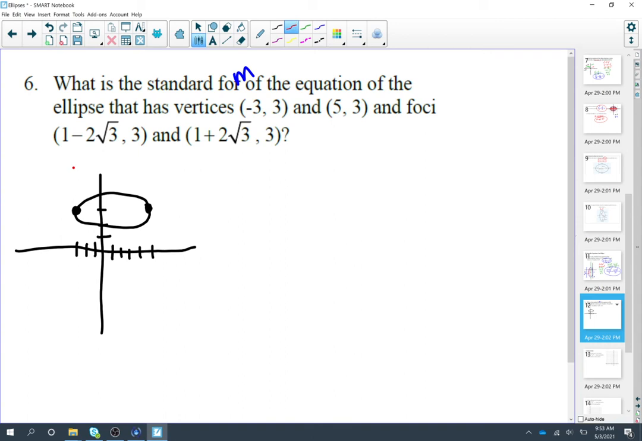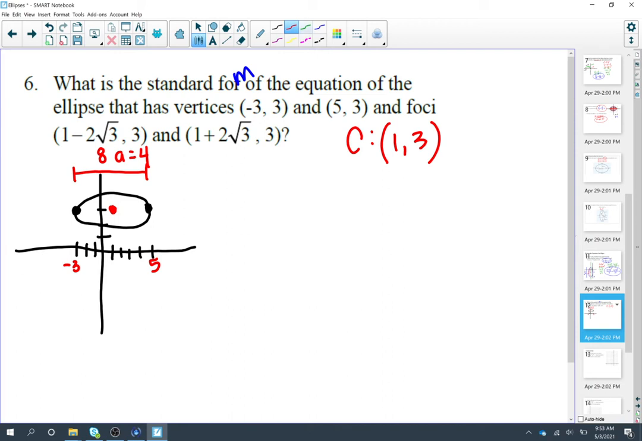If that's your major axis, that's going to help us find our a value. I'm out here at 5, I'm back here at negative 3, that's going to give me a total distance of 8, so I know a equals 4. If a is 4, I'm going to come from 5, I'm going to back up 4, 1, 2, 3, 4, which puts me at 1. So I now know my center is at 1, 3. We know our a value is 4.